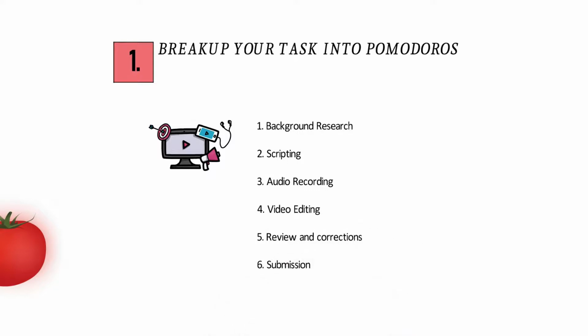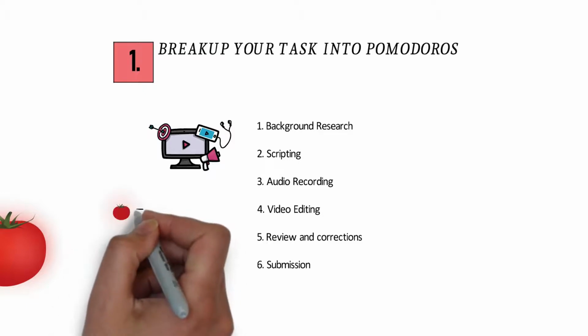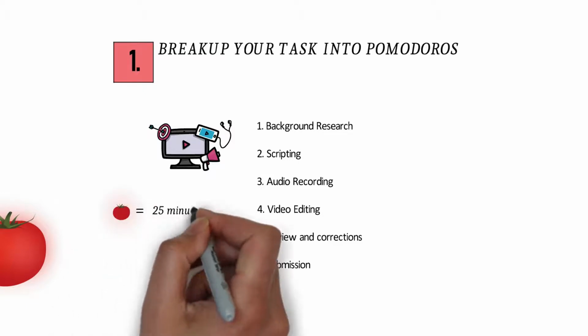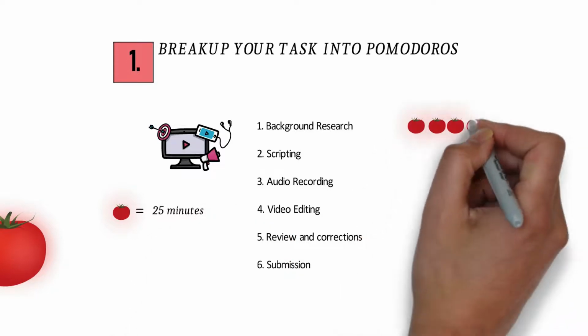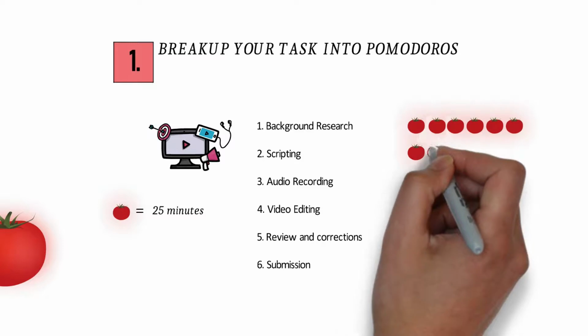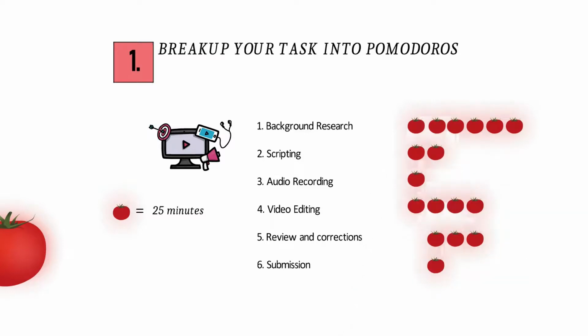Now that you have all these tasks, estimate how many Pomodoros are required for each task. One thing to note here is that over time, you get better at estimating the Pomodoros you need. Just try to be as realistic as possible. As a standard rule, each Pomodoro is 25 minutes long. So you can say maybe you need 6 Pomodoros for research, 2 for scripting, 1 for audio. Well, you get the point.